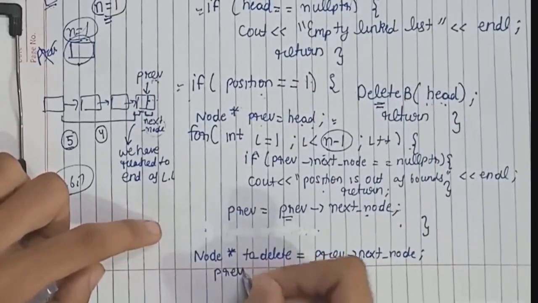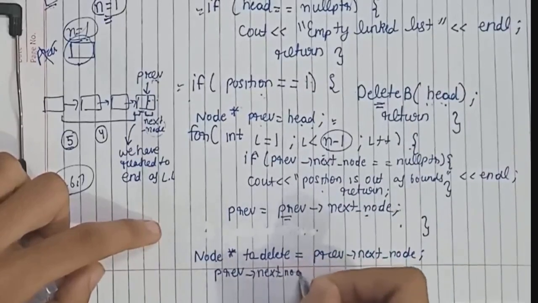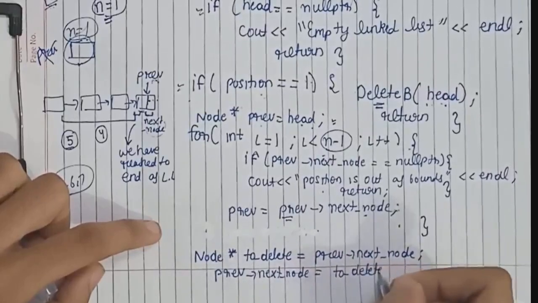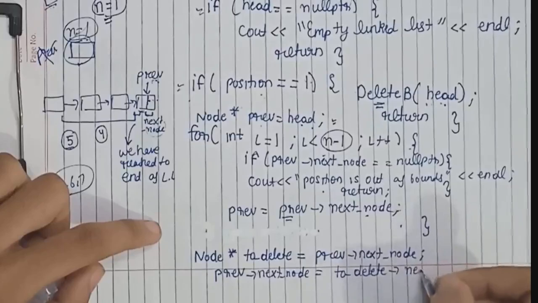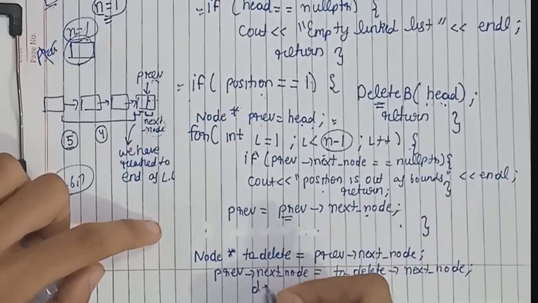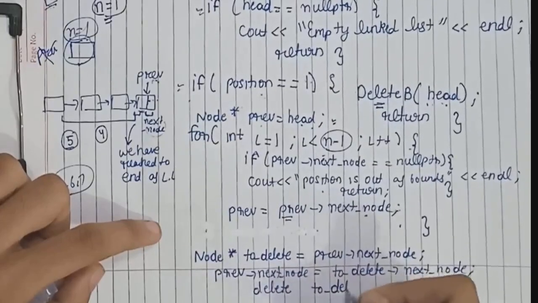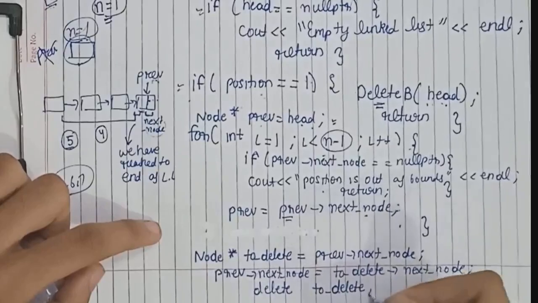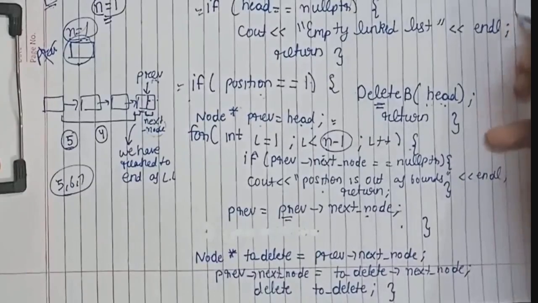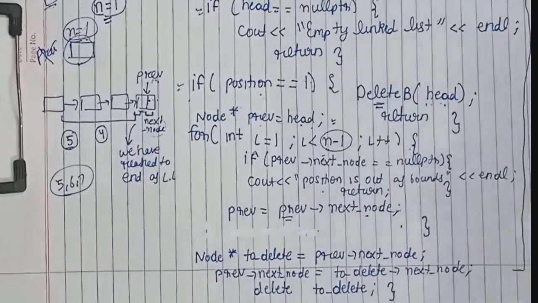And once it is done, we will assign to the previous node's next the address stored in the to-delete node's next, and after this we will delete the node pointed to by the pointer to-delete. So now I hope that this particular code is clear to you. Here we have just added some conditions.